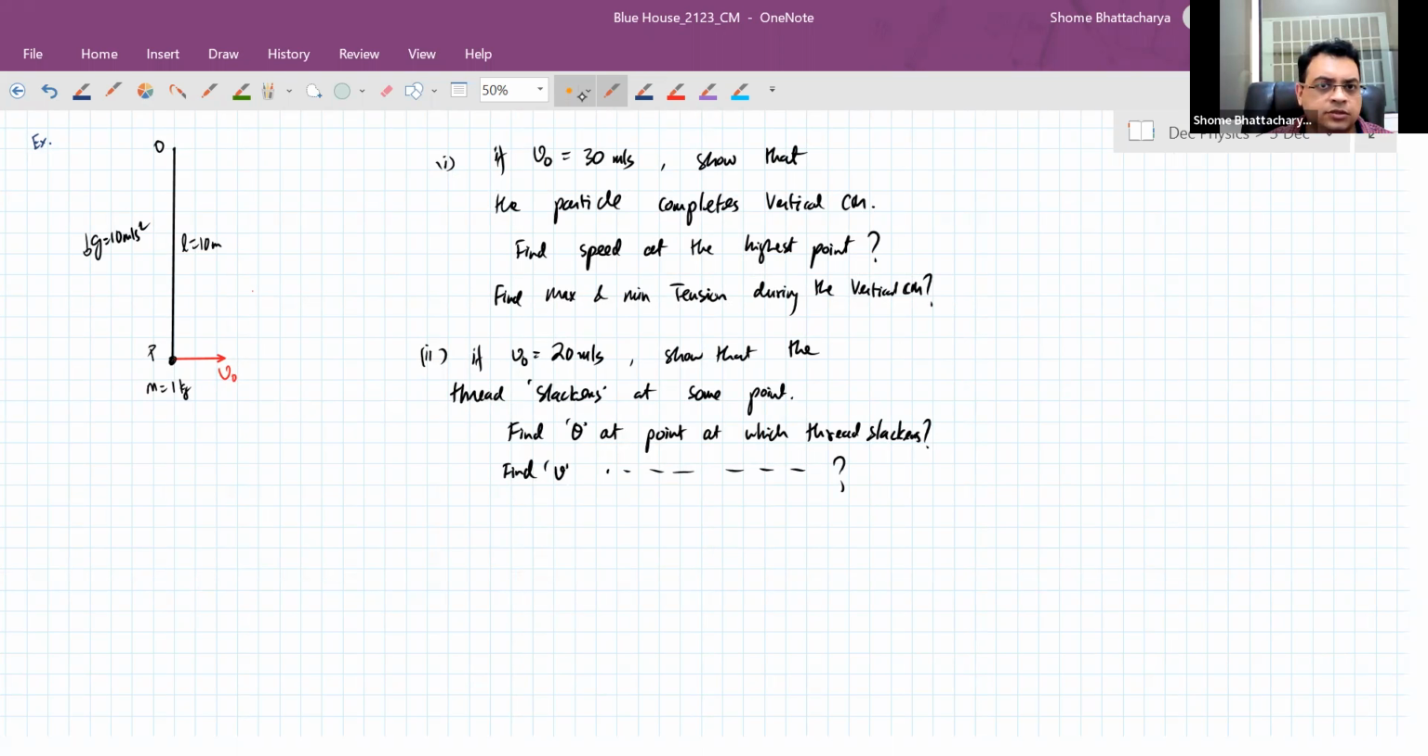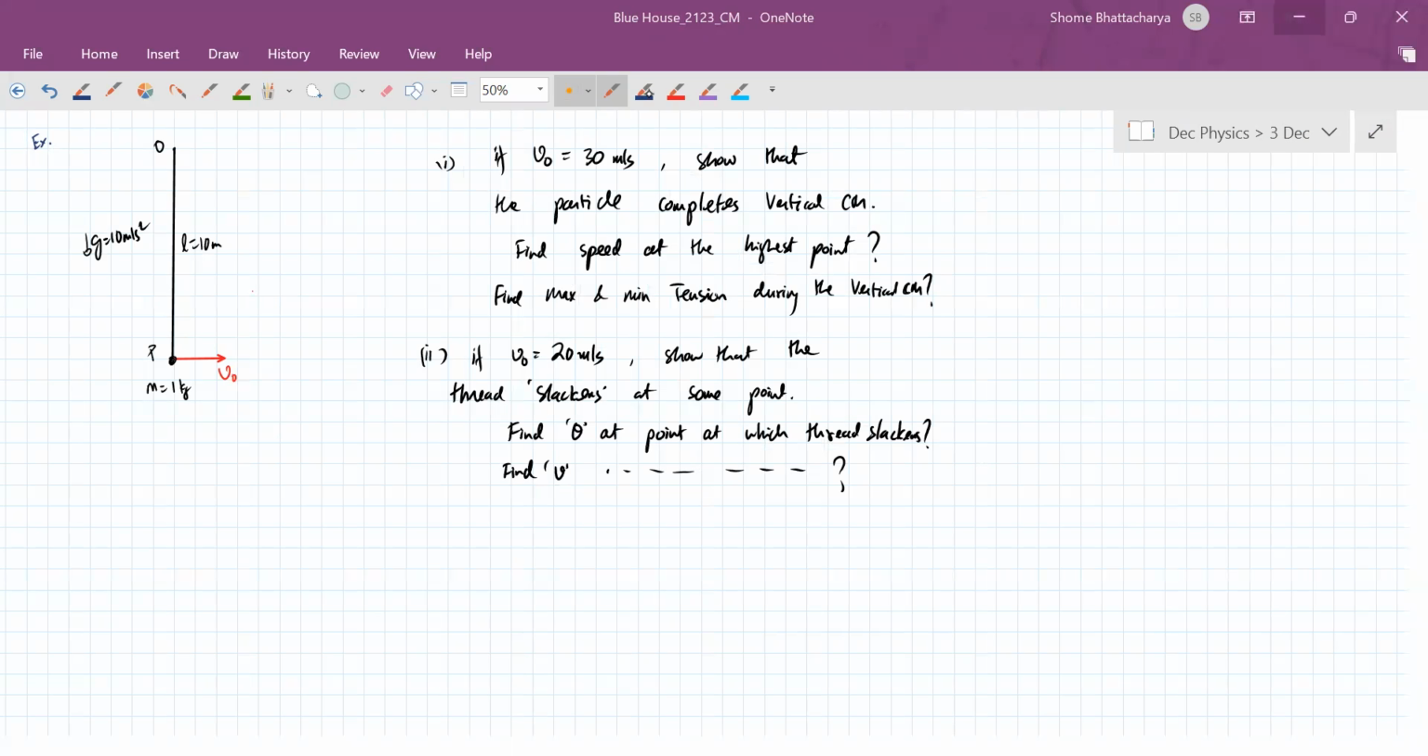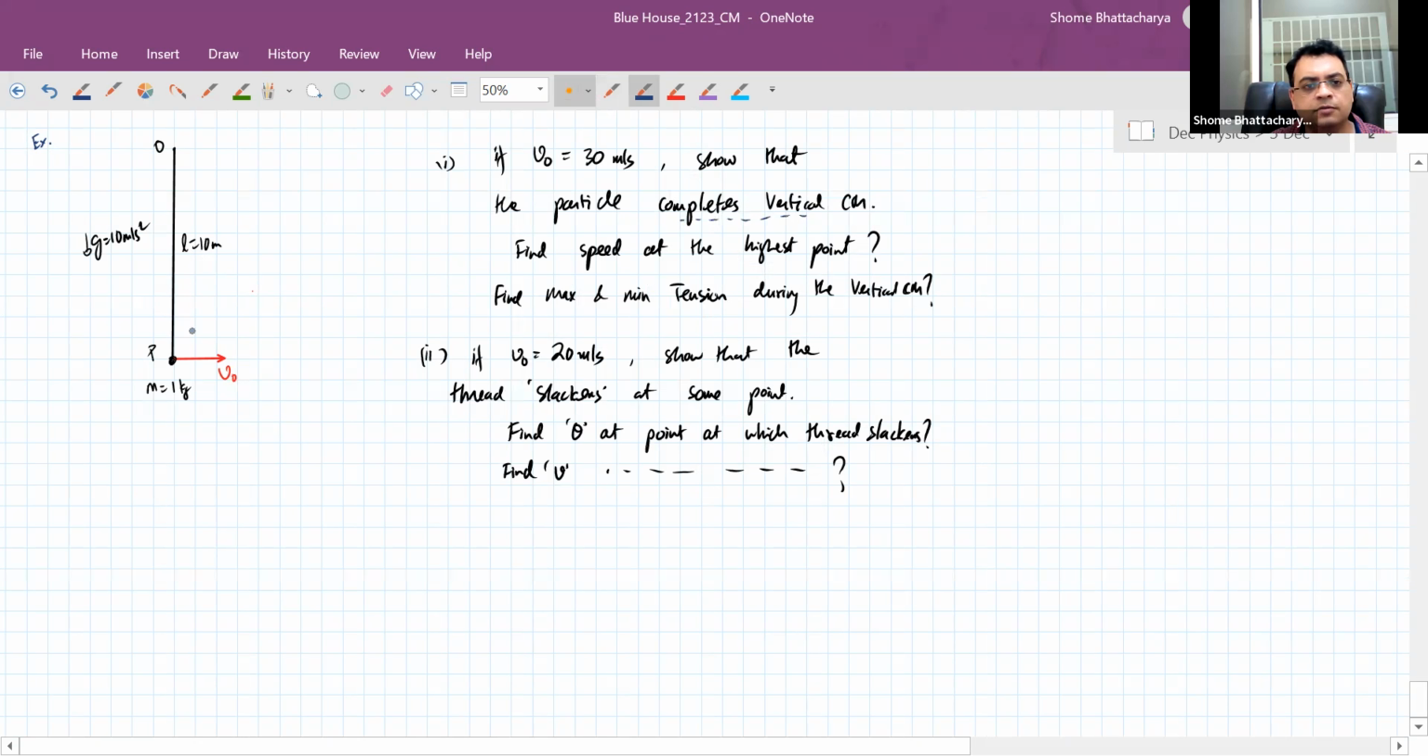Okay, so let's come to this question. Anybody got the answer for the first part? Yes, sir. To show that it completes vertical circular motion, you just need to compare this value of V naught with the critical value, root 5 GL.